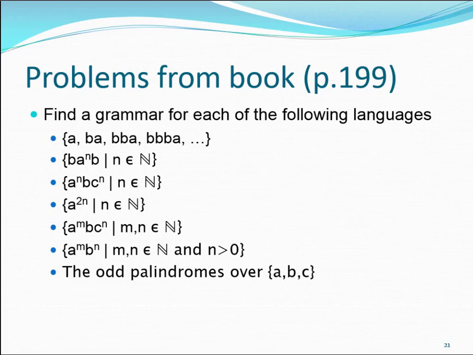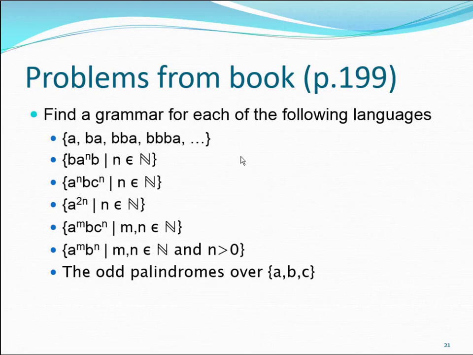So here's some problems from the book. Some of these grammars are going to represent regular languages, right? Like this first one, this second one is regular, that's regular, right? So is this one. And others represent languages that are not regular. These are going to be languages that are context free, but not regular.